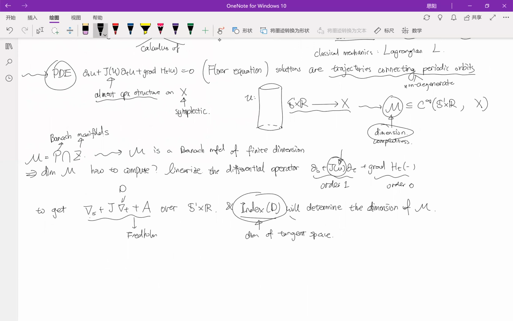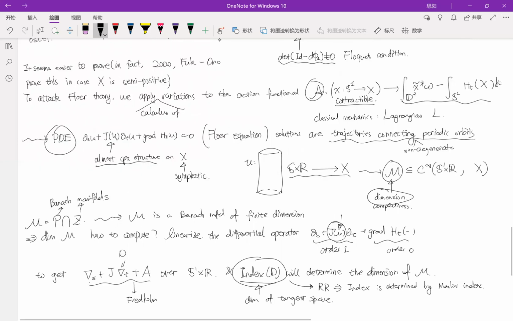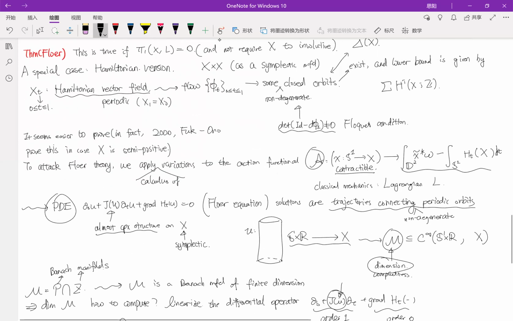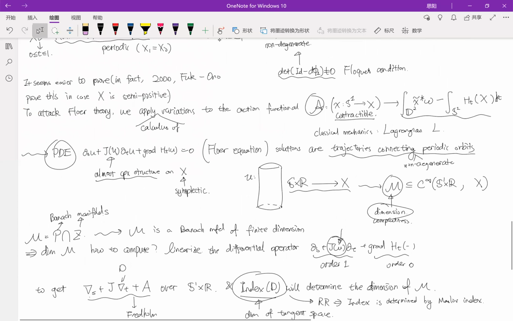So Riemann-Roch will tell us the index is determined by Maslov's index. Okay, that is why the Riemann-Roch theorem goes into our proof of the Arnold conjecture, or goes into Floer theory.